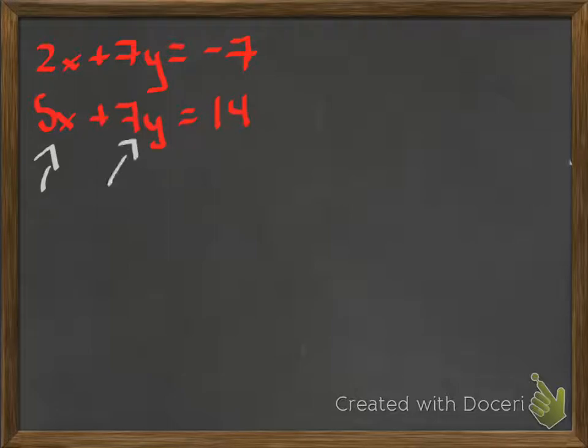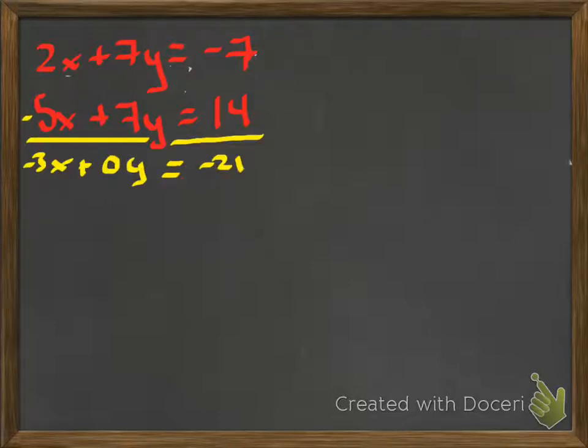Here we rewrite the problem. The first step is to subtract the bottom number from the top number in order. So 2x minus 5x equals negative 3x. 7 minus 7 equals 0, and negative 7 minus 14 equals negative 21. The resulting 0 along with the y disappears, so simplified the equation is negative 3x equals negative 21.